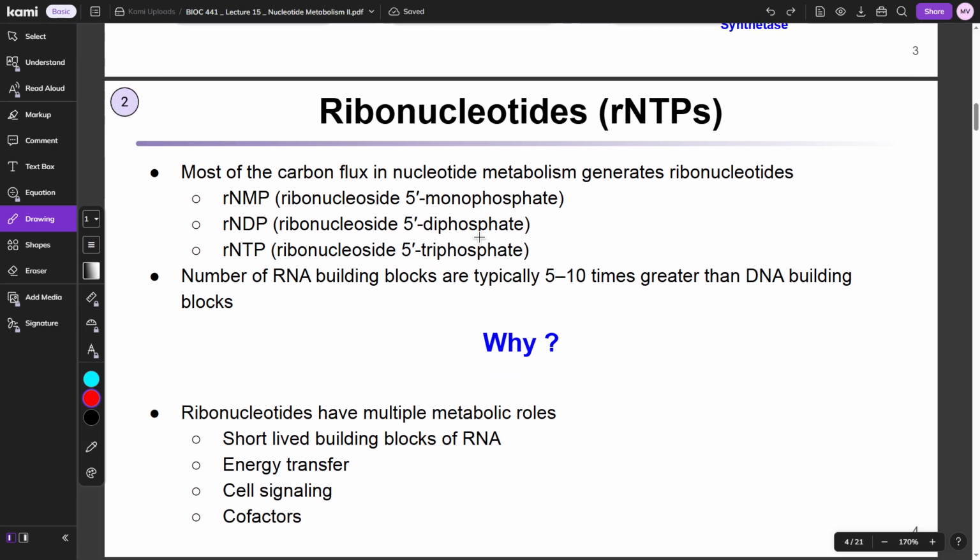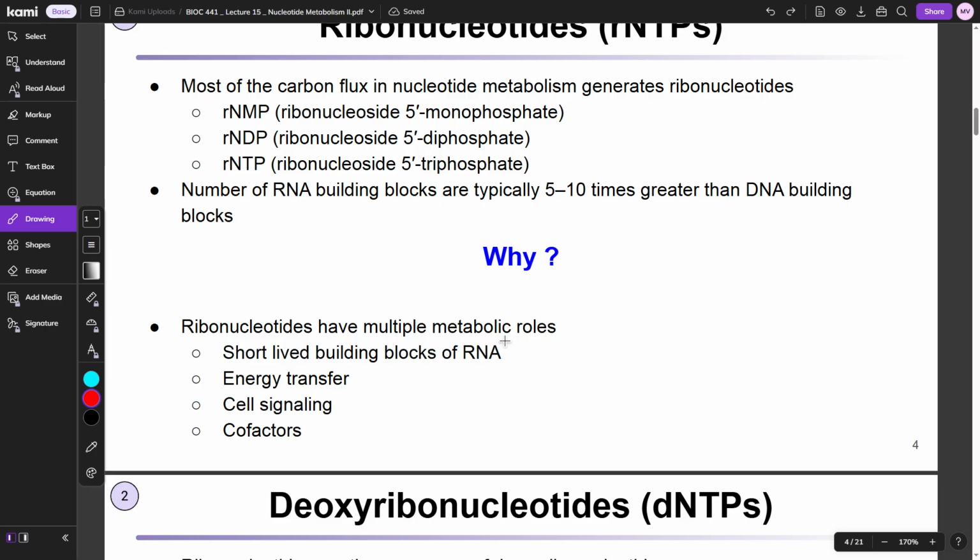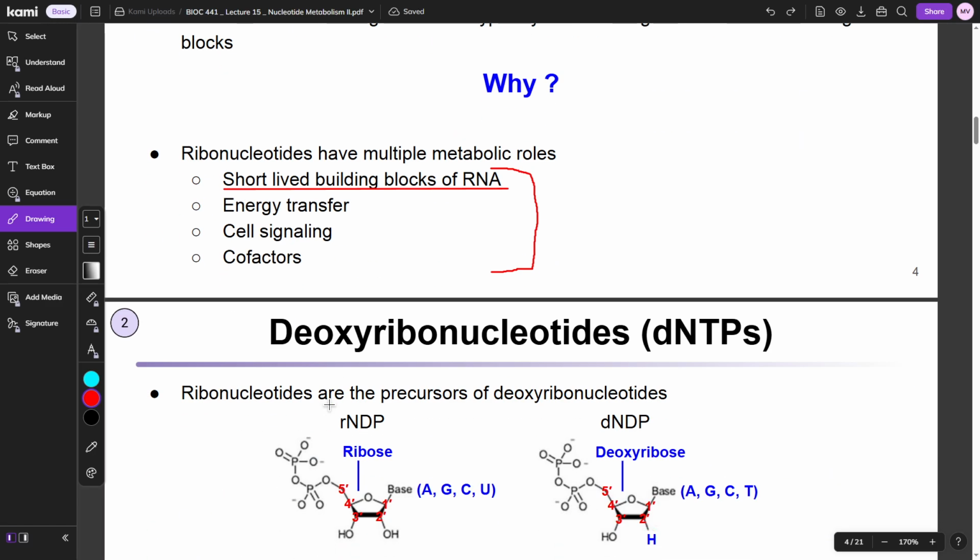So the question they're asking here is, why are RNA building blocks so common? And the answer is they're just used everywhere. They don't live very long. They have a short half-life, which means they're not permanently in the cell. They help with energy transfer like ATP, cell signaling like cyclic AMP, and then cofactors like NAD and FAD. Those are all adenosine derivatives. They're really useful because they don't stick around for too long, so you can remake them over and over again when you actually need them.